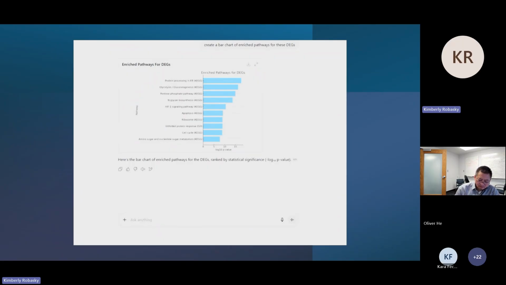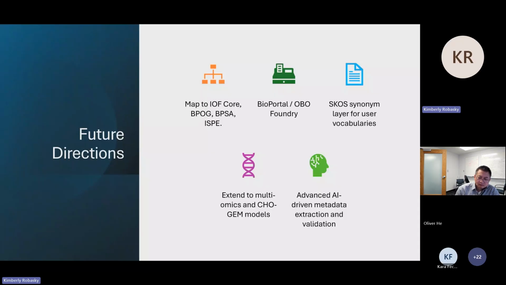So this demonstrates AI-assisted ontology mediation in practice, combining that natural language understanding with formal reasoning to make bioprocess data findable, interoperable, and interpretable. So our next milestones include formal mappings from MICBO to IOF core and BPOG, BPSA, ISPE standards. We intend to register at identifiers.org and BioPortal and pursue OBO Foundry acceptance. And we're adding the SCA synonyms that I said before for vocabulary alignment.